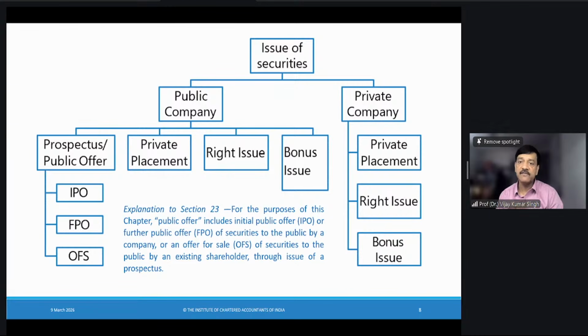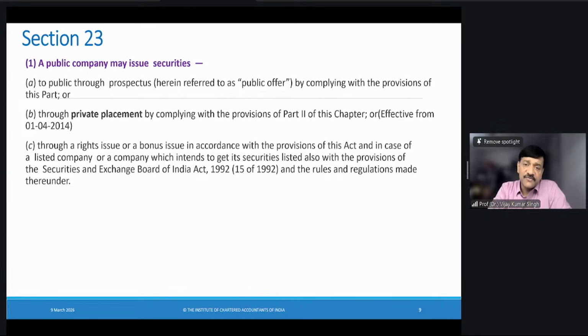And whenever you are going ahead with a public offer, you have to issue a prospectus. You have to give this particular document to the public before raising the money. This is the requirement. Now, section 23 of the Companies Act talks about the issue of securities. And if you see here in sub-clause 1, it says a public company may issue securities by way of what? By way of prospectus to the public, right? So this will be referred to as a public offer or IPO.